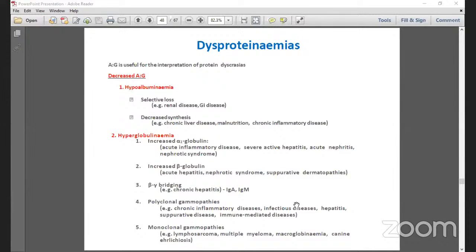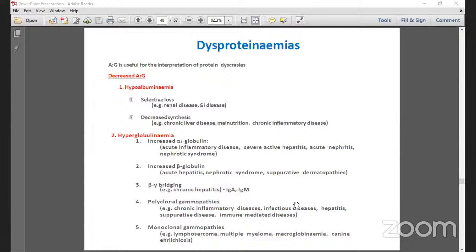So that's why this is proteinemia. Dysproteinemia is the presence of normal plasma protein in the blood, but in abnormal concentration. The total protein is made up of albumin and also globulin. So from here we can make a ratio. We call it the A to G ratio. There can be a normal A to G ratio, a decreased A to G ratio, and also a high A to G ratio.